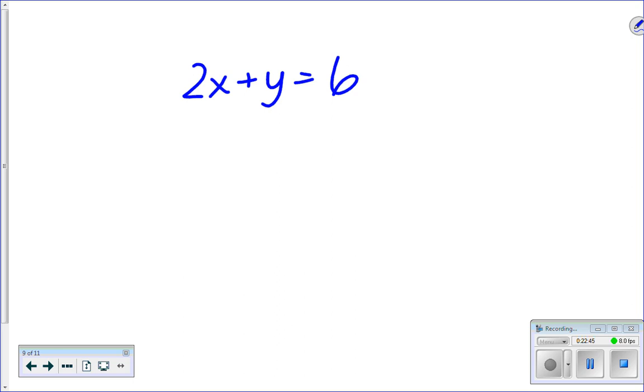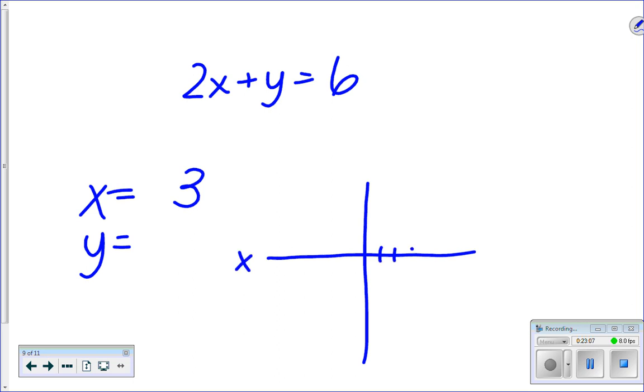Good job. Nice work. That's about done? Did you get your x-intercept? Where does it cross at? 3. Nice work. So if I was going to graph, this is my x, 1, 2, 3. That's where the first one's going to cross. So what about that y? 6. Good. So my y, 1, 2, 3, 4, 5, 6. That's where it's going to cross. That's what my line's going to look like. That's all you do. This is it for today.